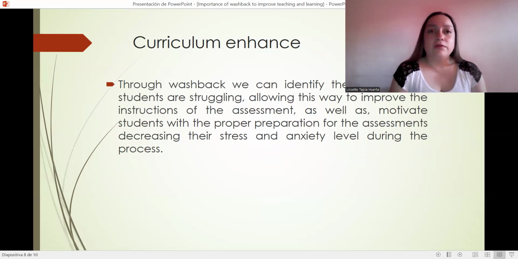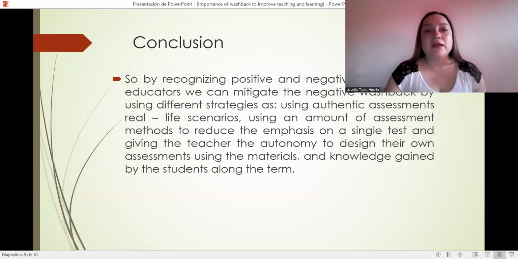And finally, we have curriculum enhancement. If we see that we are not reaching the goal with our students, maybe we have to change our curriculum. We can change it to improve it, to make it better. Identifying the areas where students are struggling allows us to improve the instructions of the assessment, the techniques to teach, and the strategies we are using during classes. And with this, we are going to help our students reduce their stress and anxiety levels.